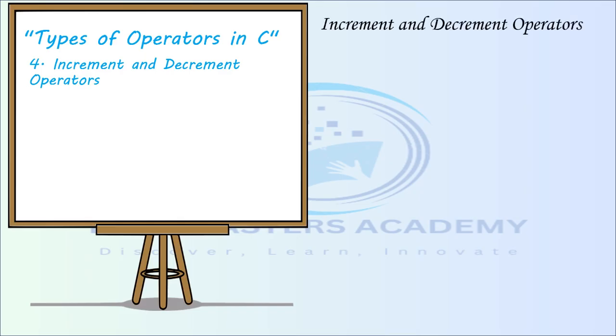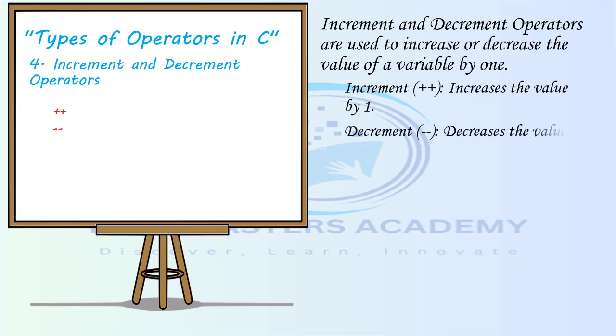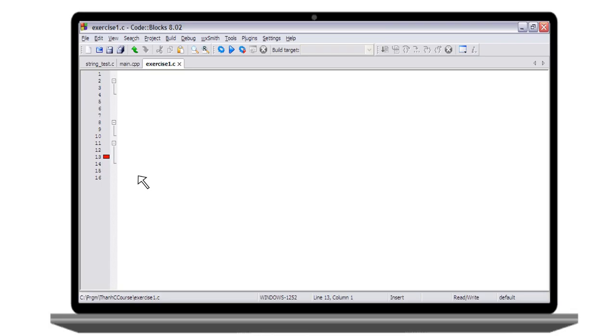Increment and decrement operators are used to increase or decrease the value of a variable by 1. Increment sign increases the value by 1. Decrement sign decreases the value by 1. These can be used in prefix form, pre-increment ++a, pre-decrement --a, or postfix form, post-increment a++, post-decrement a--.